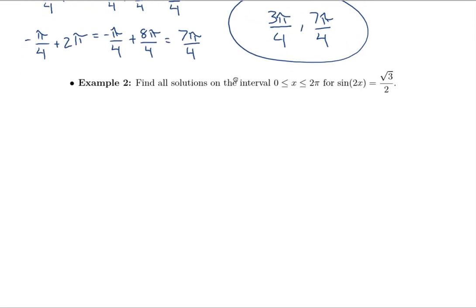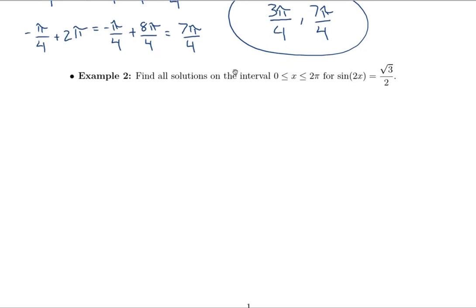All right, so now let's look at example 2. So I'm going to find all solutions between 0 and 2 pi for the sine of 2x equals the square root of 3/2. All right, so let's think about our unit circle over here on the side. Square root of 3/2 is certainly a special value.